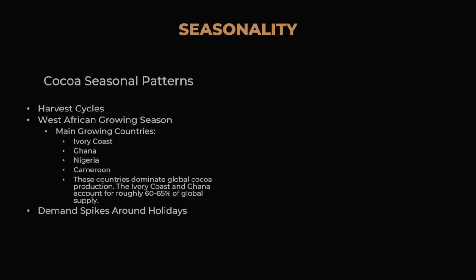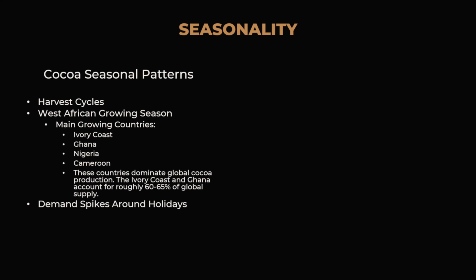There is a seasonality component to this. You have harvest cycles. You have the West African growing season. Main growing countries are the Ivory Coast, Ghana, Nigeria, Cameroon. These countries dominate global cocoa production. The Ivory Coast and Ghana account for roughly 60 to 65 percent of global supplies.